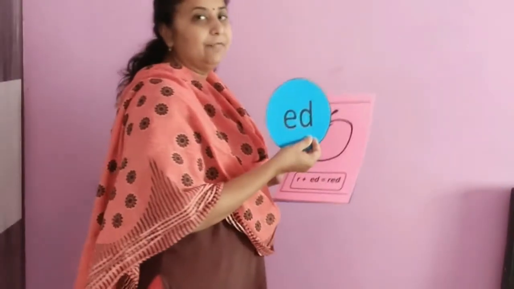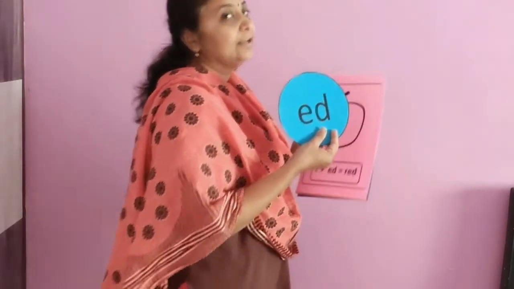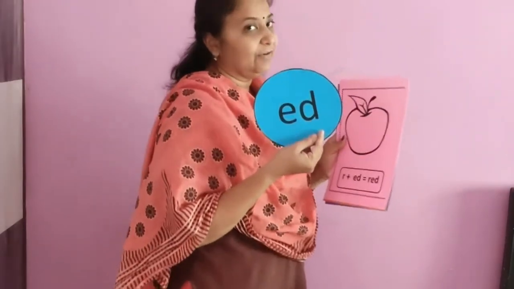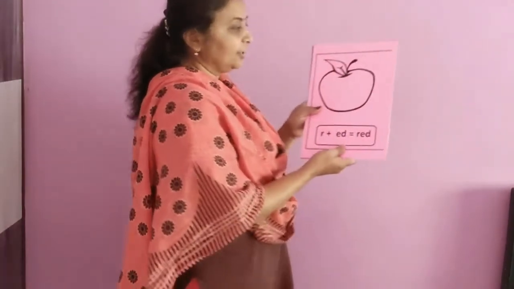It also comes from the E family. Do you know what E is? E is a vowel. Now I'll show you the picture. ED words. ED is a VC word. Now we are making CVC words. Tell me, which picture is this?